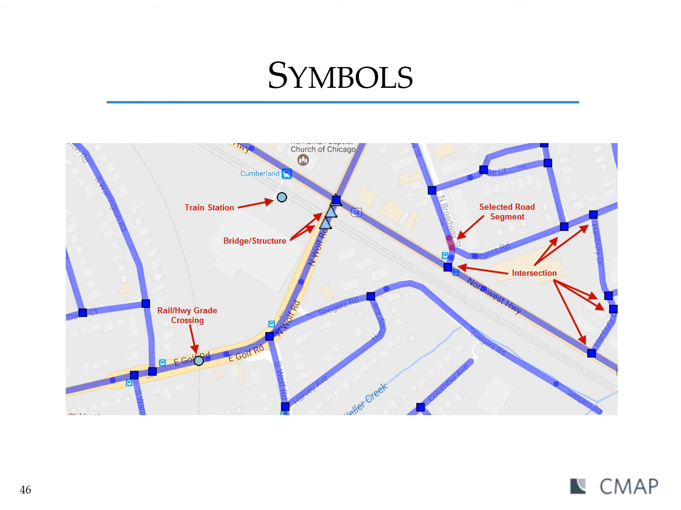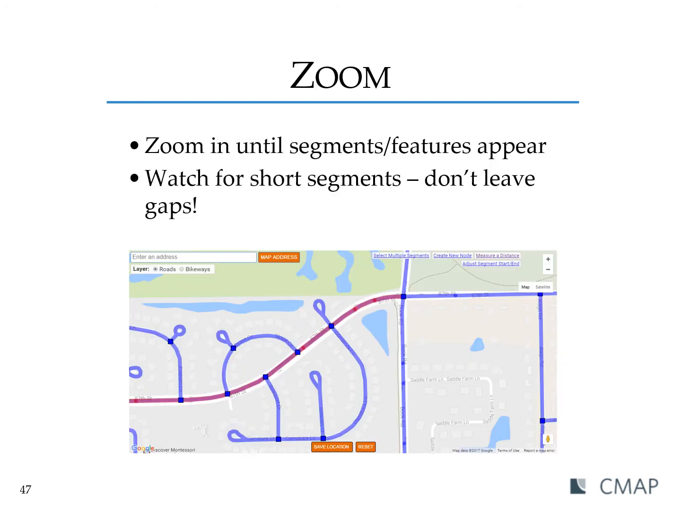So here's a visual of the map and its symbols. You'll see there is the train station and the rail highway grade crossing circles, bridge structures, and then each intersection has the blue squares as the intersection nodes. This slide might seem kind of funny. When you first click on the map tab though, you won't see this level of detail. You need to zoom in to see all the segments and features. It's also important to zoom in so that you don't leave out any gaps when selecting road segments.